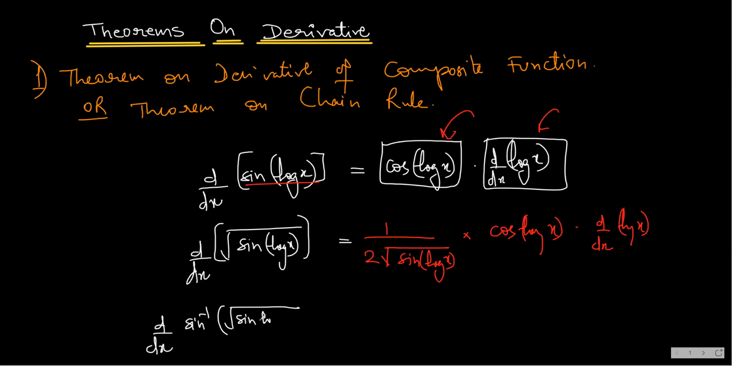Now what are you doing? You are adding one more branch to it. You see this? You are adding one more branch. So it will be 1 upon square root of 1 minus root of sine log x the whole square, into d by dx of root sine log x, which will be 1 upon 2 root sine log x into d by dx of sine log x, which is cos log x, and then so on, so on.